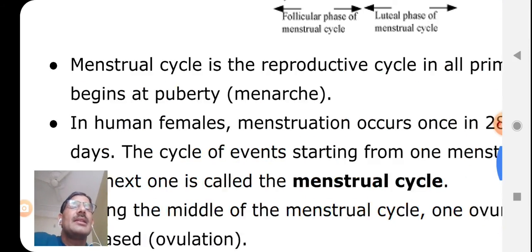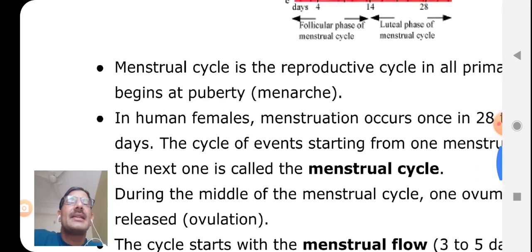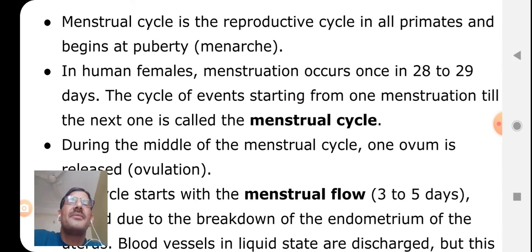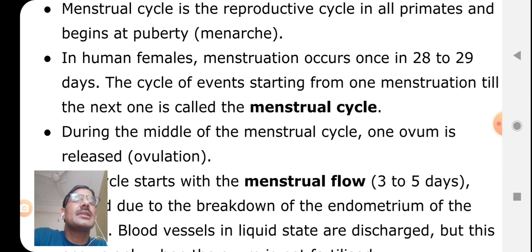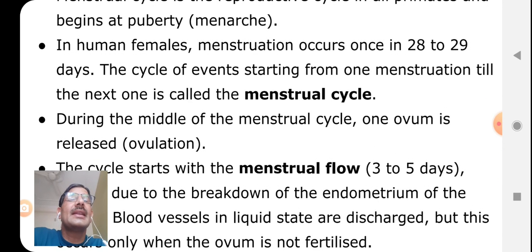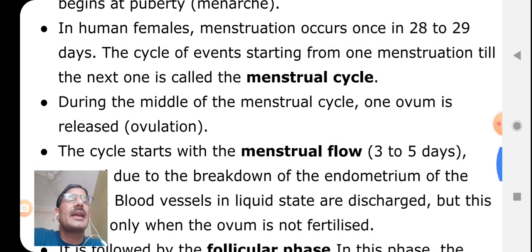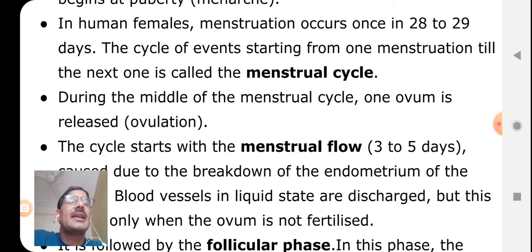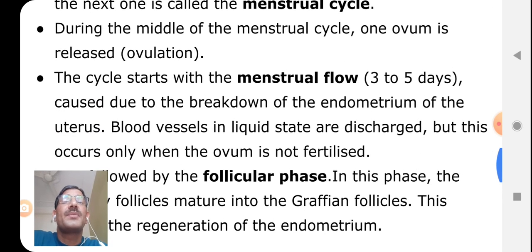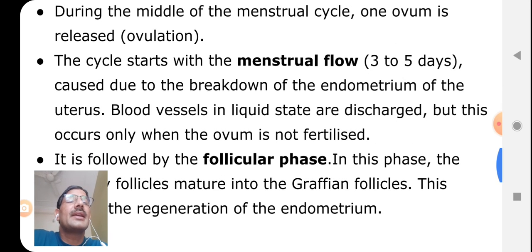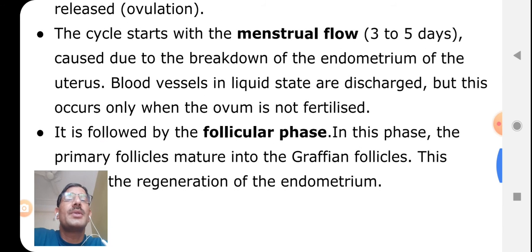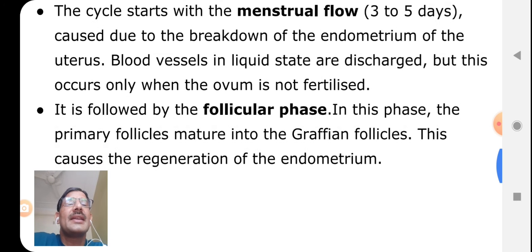See, the menstrual cycle is the reproductive cycle in all primates and begins at puberty, that is the menarche stage in females. In human females, menstruation occurs once in 28 to 29 days. The cycle of events starting from menstruation till the next one is called the menstrual cycle. During the middle of the menstrual cycle, there is ovulation, or release of the ovum. The cycle starts with menstrual flow that continues for 3 to 5 days. It causes breakdown of the endometrium of the uterus. Blood vessels along with some lining of the uterus go out if the ovum is not fertilized.